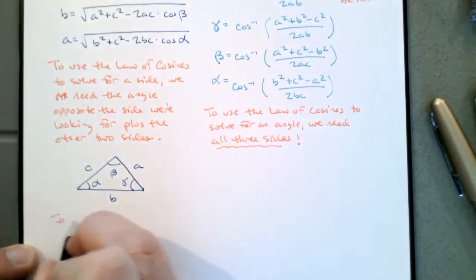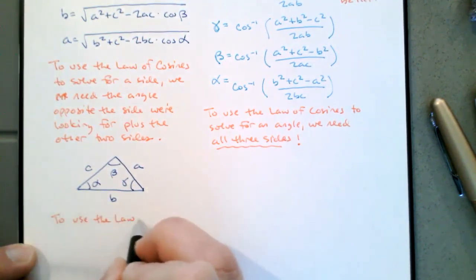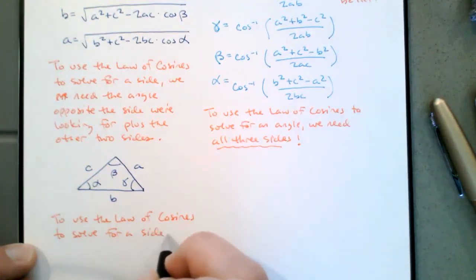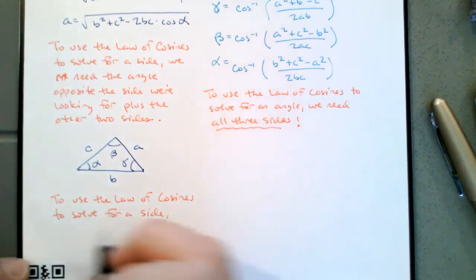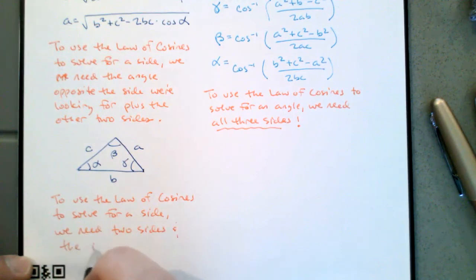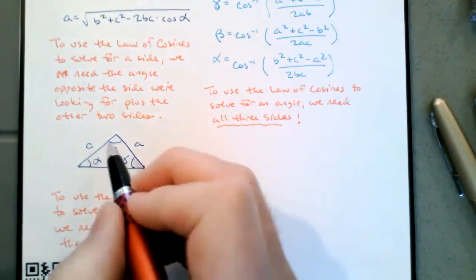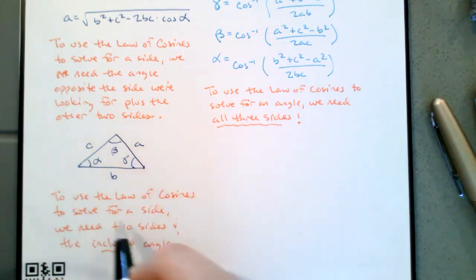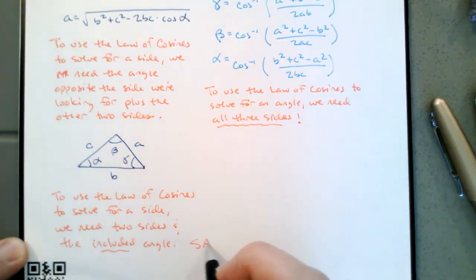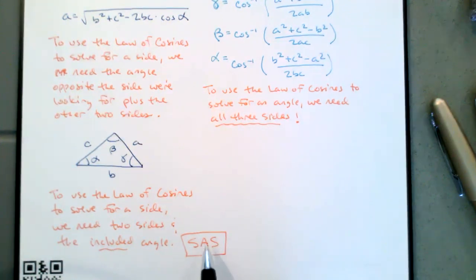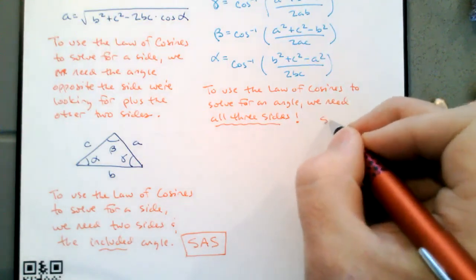So we'll say two sides and the included angle. To use the law of cosines to solve for a side, we need two sides and the included angle. So I need a side, the angle in between, and then the other side. I need a side, an angle, and a side. So I put SAS for side, angle, side. That's two sides and the angle in between those sides, the included angle. For all three sides, we can call that SSS.